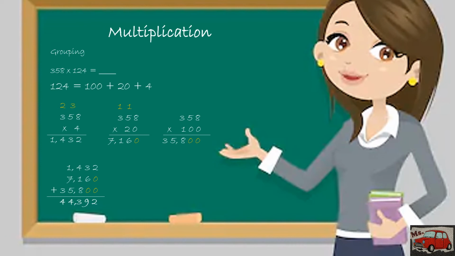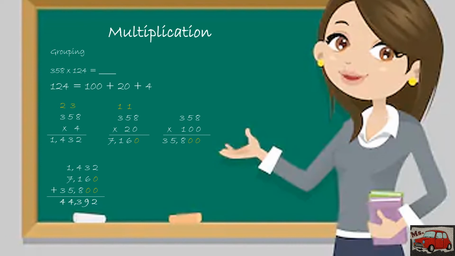Ang i-group ko lang is yung 124. So, it will become 120 and 4. So, I have 4 times 358. That is 1,432. 20 times 358. That is 7,160. Again, the easier way is i-multiply nyo lang yung 2 sa 358. Then, i-add nyo lang yung 0 na meron kay 20.